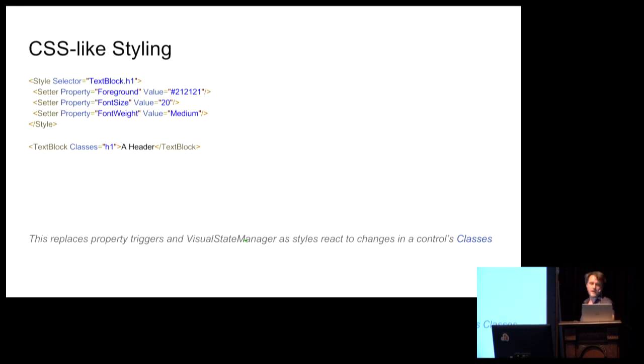So here you can see we define a style with a selector. The selector is a CSS type selector, which is saying TextBlock with the H1 class, and then setters for the properties. And then you just define the TextBlock with the Classes attribute. That works the same as class in HTML. And as those classes are added and removed, the styles are detached and reattached, so that takes the place of property triggers and Visual State Manager.